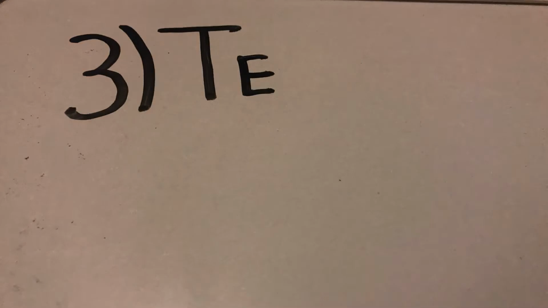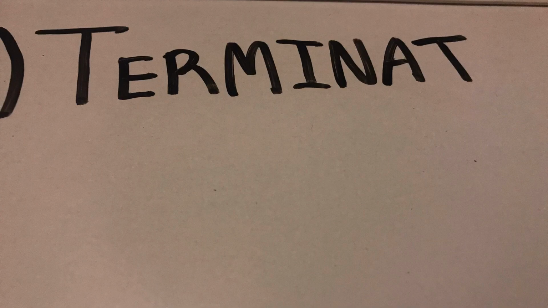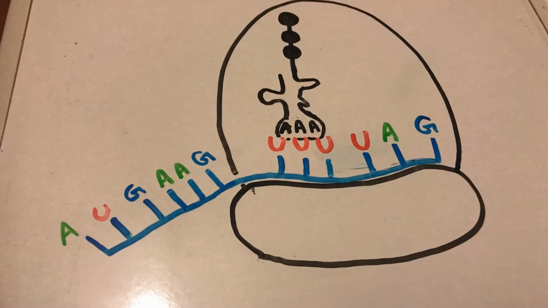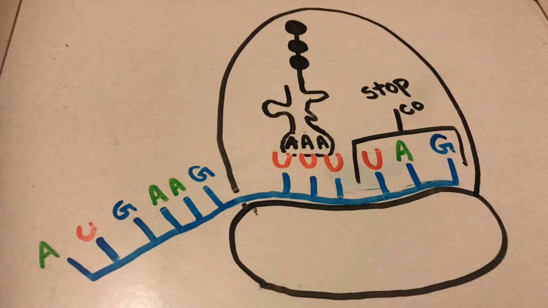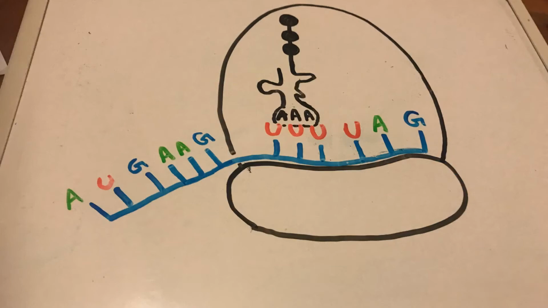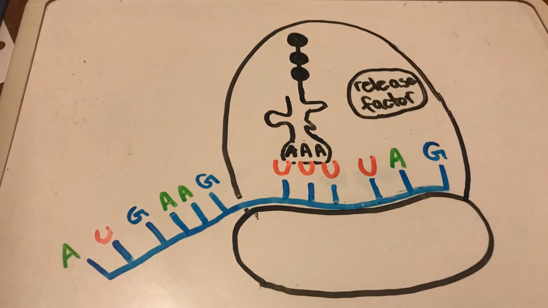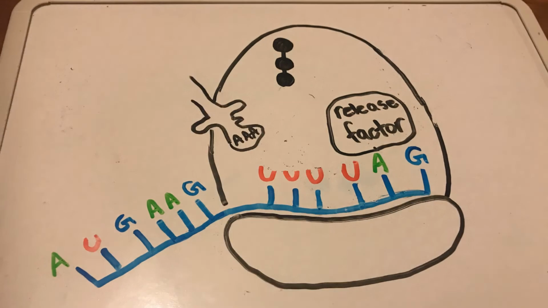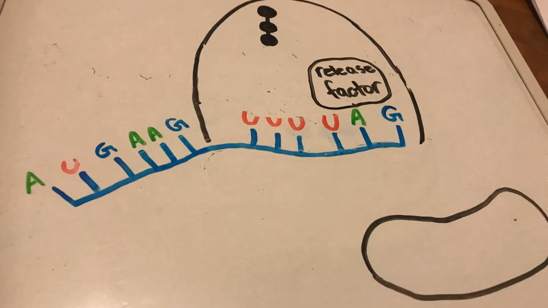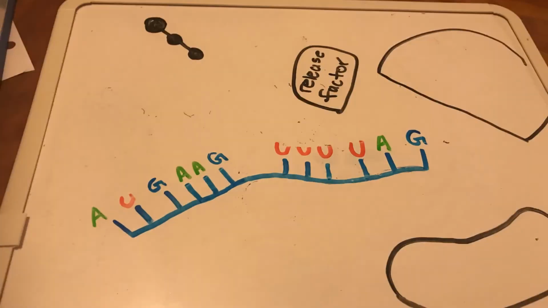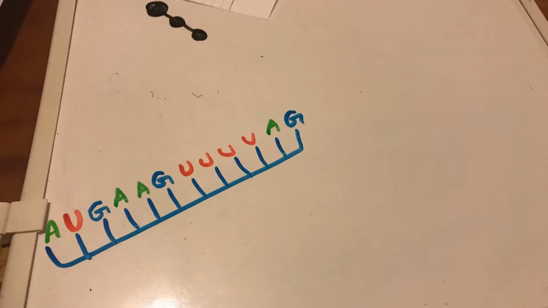The last step in translation is termination. The ribosome moves to the right and the stop codon occurs on the mRNA. A stop codon is a codon for which there is no corresponding amino acid. The release factor will come and bind to the stop codon. The tRNA is separated from the mRNA, which is separated from the small ribosomal subunit, which gets separated from the large subunit. The protein is now made.